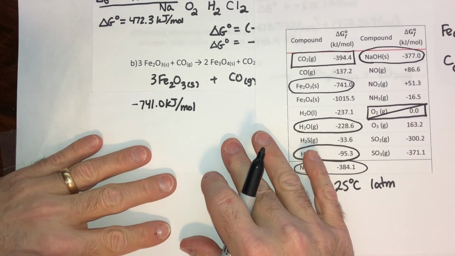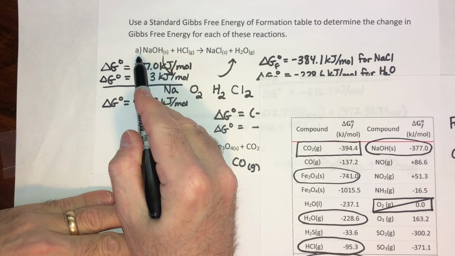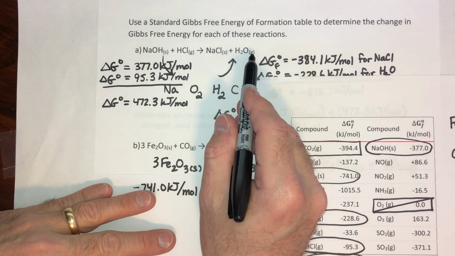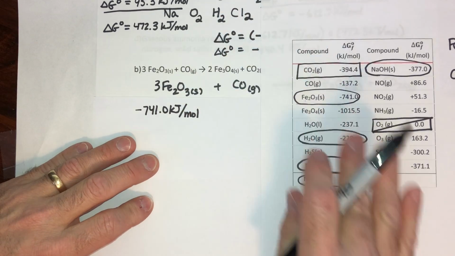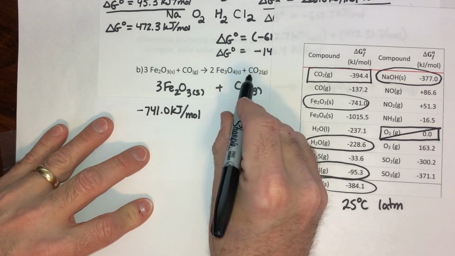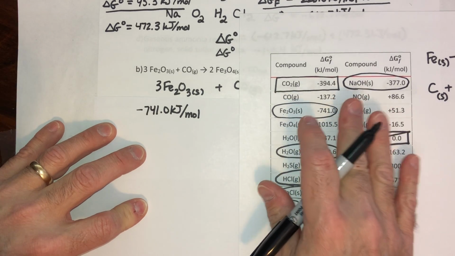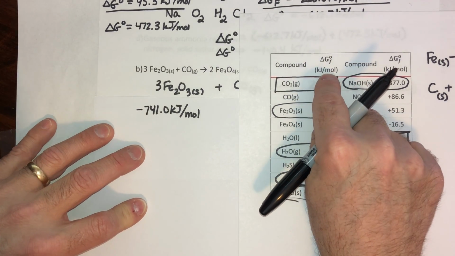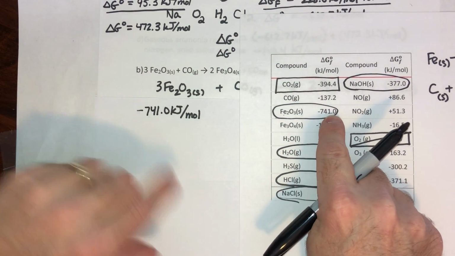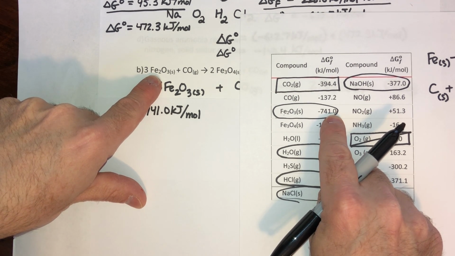Now, I do have an issue with this problem that I didn't have before. With the first problem, I had 1 sodium hydroxide, 1 HCl, 1 sodium chloride, and 1 water. I had 1 of each. But in this problem, in order to balance it, I have 3 of these, 1 of these, 2 of those, and 1 of those. The values of enthalpy change in this table are per mole. They are for 1. So when I looked up the value of minus 741, that's for 1 of these, not for 3. It's for 1.